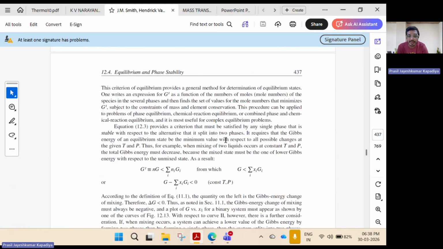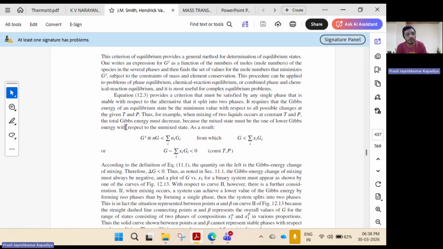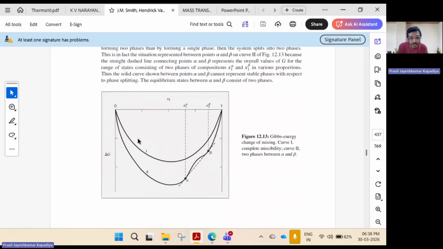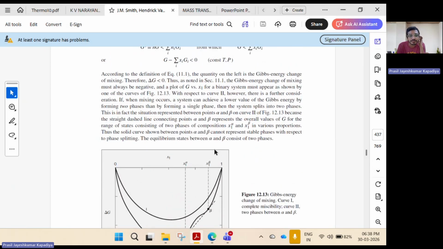This provides the criterion that must be satisfied by any single phase that is stable with respect to the alternative that it splits into two phases. It requires that the Gibbs free energy of an equilibrium state be at its minimum value with respect to all possible changes at a given temperature and pressure. Thus, for example, when mixing of two liquids occurs at constant T and P, the total Gibbs free energy must decrease, because the mixed state must be the one of lower Gibbs free energy. Here we see that the Gibbs free energy is decreasing, but here there is some increase and then a decrease. So this alpha and beta are the two phases.